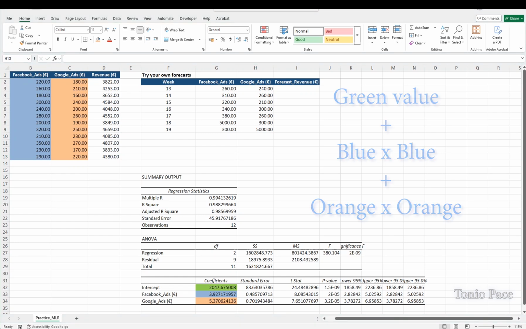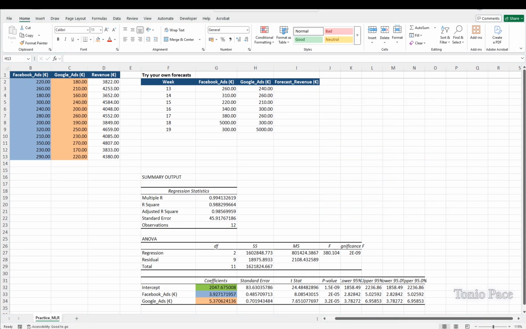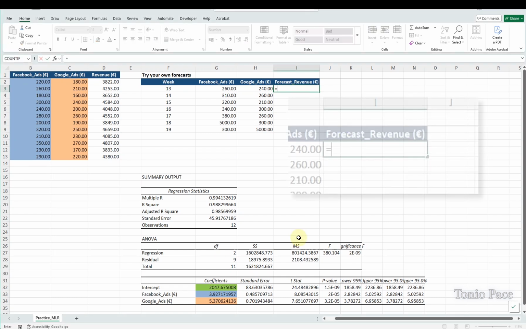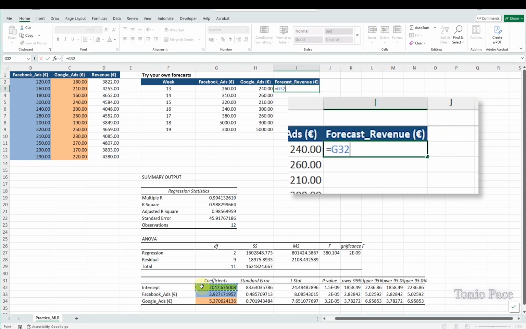Let's go through it one more time, but this time we will use the proper terms as well. The formula is the intercept, plus Facebook coefficient multiplied by Facebook spend, plus Google coefficient multiplied by Google spend.